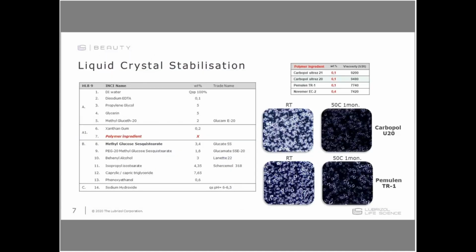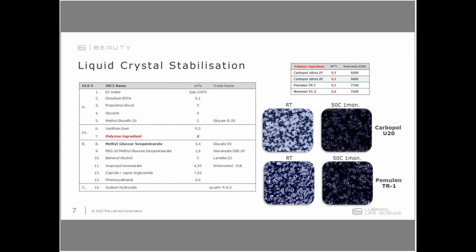So the presence of a thickener also has an impact on the formation, distribution, and orientation of liquid crystal. Here we have a simple formula chassis. We change the thickeners in ingredient number 7 using various Lubrizol thickeners and rheology modifiers. We tested Carbopol Ultrez 21, Ultrez 20, Pemulen TR1, and Novemer EC2. So keeping everything else the same, we formulated to HLB of 9.